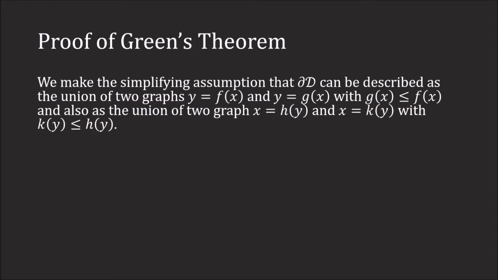To prove this theorem, we make a simplifying assumption. Specifically, we're making the assumption that the boundary of D can be described as the union of two graphs, y equals f of x and y equals g of x, with g of x less than or equal to f of x, and also as the union of the two graphs x equals h of y and x equals k of y, with k of y being less than or equal to h of y.